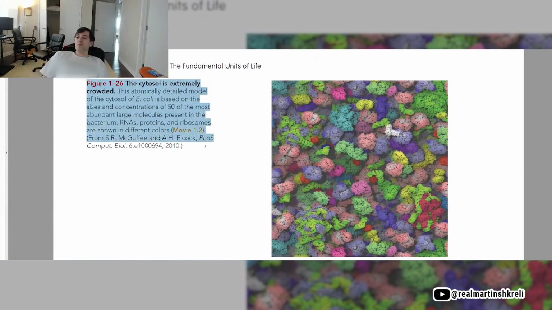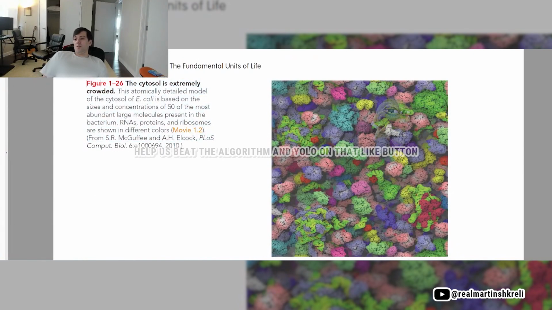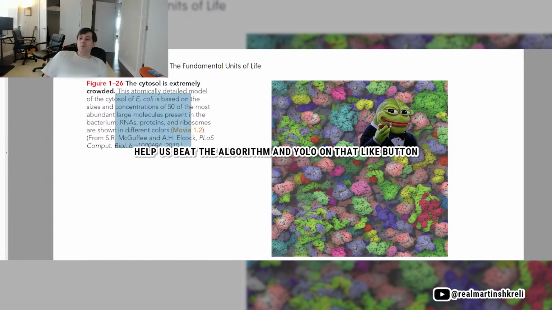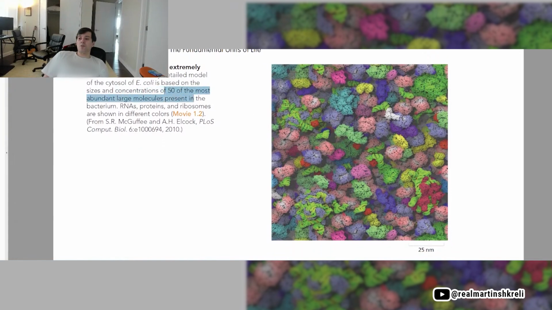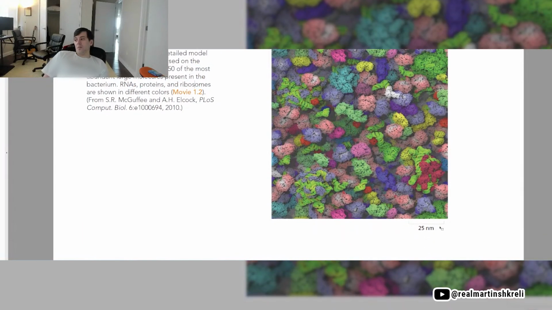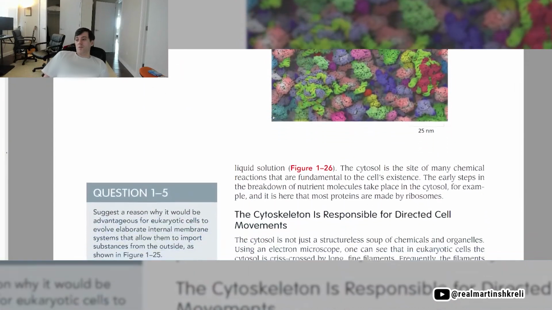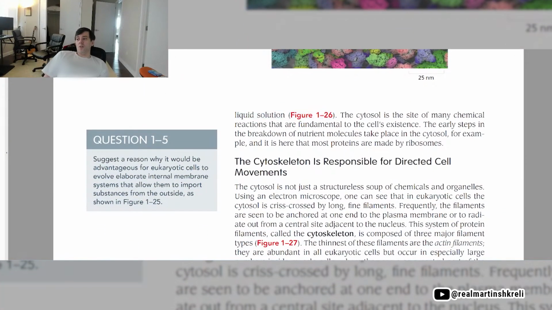The cytosol is extremely crowded. This is sort of what the software I was looking at will make clear. The atomically detailed model of the cytosol of Mycoplasma is based on the size and concentrations of 50 of its most abundant large molecules present in the bacterium. There are RNAs, proteins, and ribosomes in different colors. This is 25 nanometers, so pretty zoomed in. All right, so it's much more of a gel than a liquid.